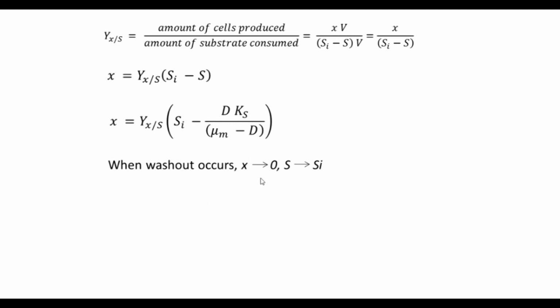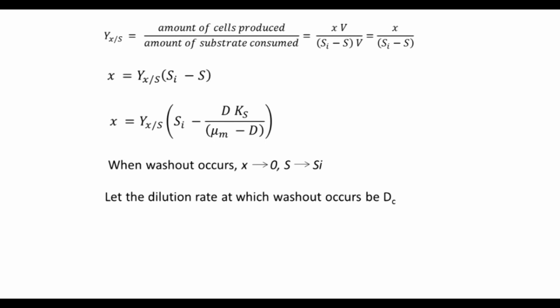When the washout occurs, X tends to 0, and there should be no change in substrate concentration from the inlet because it is not being consumed for the production of cells. Maybe a little bit is taken up for maintenance, but that may not be very apparent. Let the dilution rate at which washout occurs be Dc.